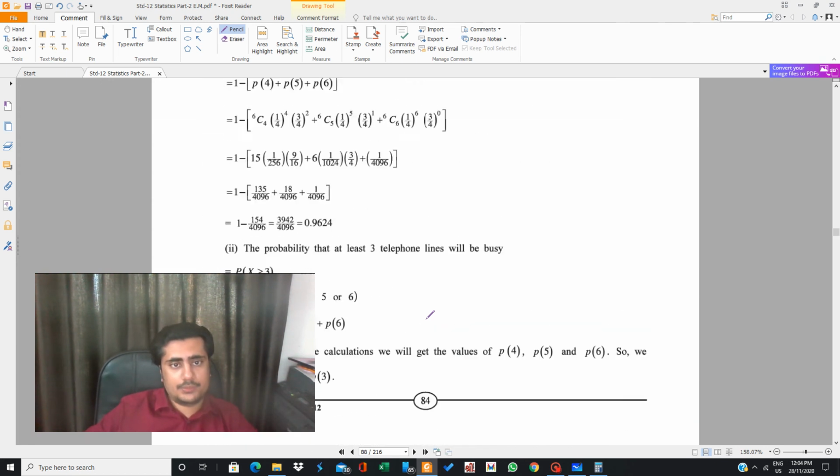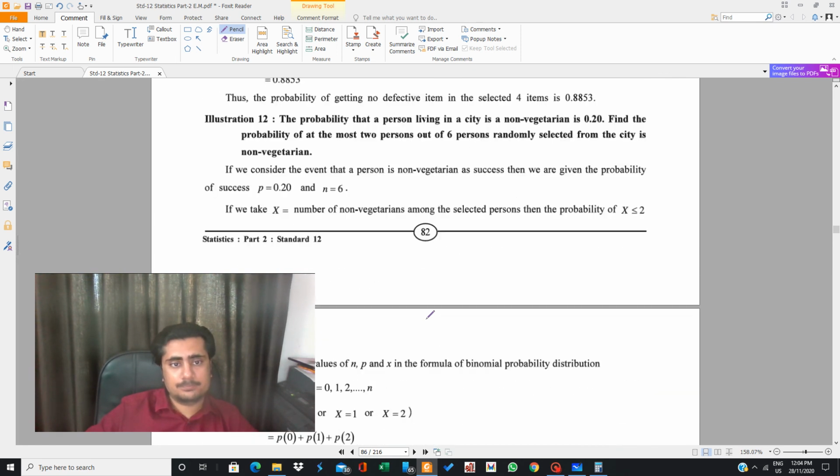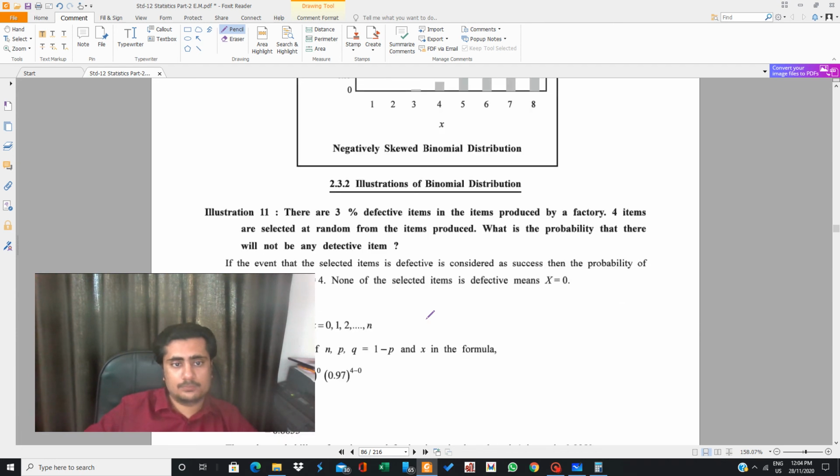Next, what are the next solutions? Let us start with illustration number 11. There are 3% defective items in the items produced by a factory. So the factory is producing some items, and of them 3% are defective. 4 items are selected at random from the items produced. What is the probability that there will not be any defective?